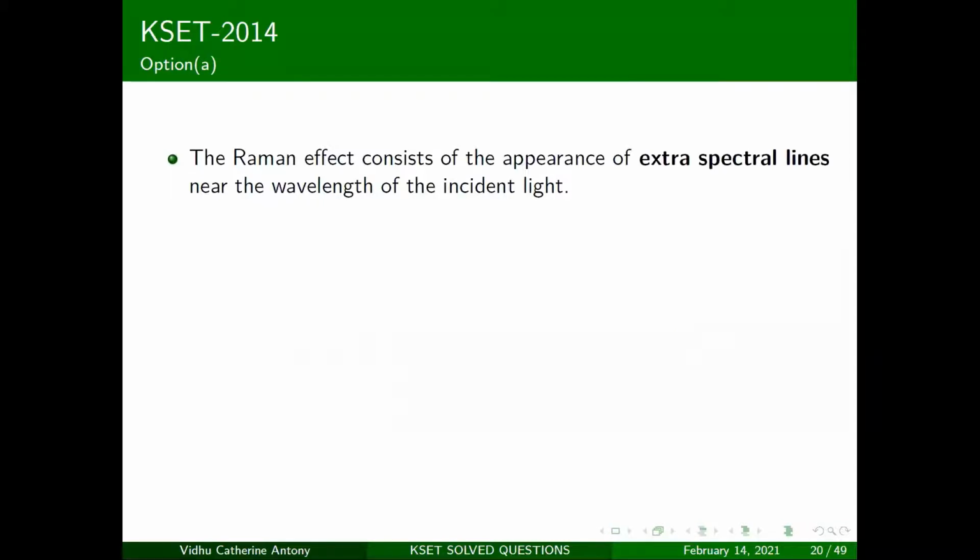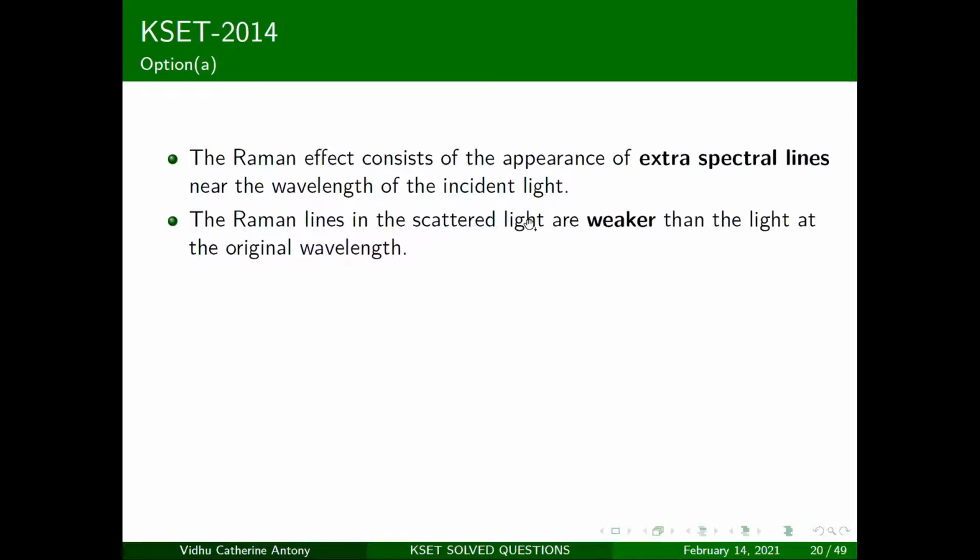So to look into Raman spectroscopy a little bit more in detail, the Raman effect consists of the appearance of extra spectral lines near the wavelength of the incident light. So basically, when you do your Raman spectra experiments, you see a peak line, which is very, very intense. And then you have some sublines around it, which are very, very faint. So there are extra spectral lines seen apart from the incident wavelength, or the laser light that you use.